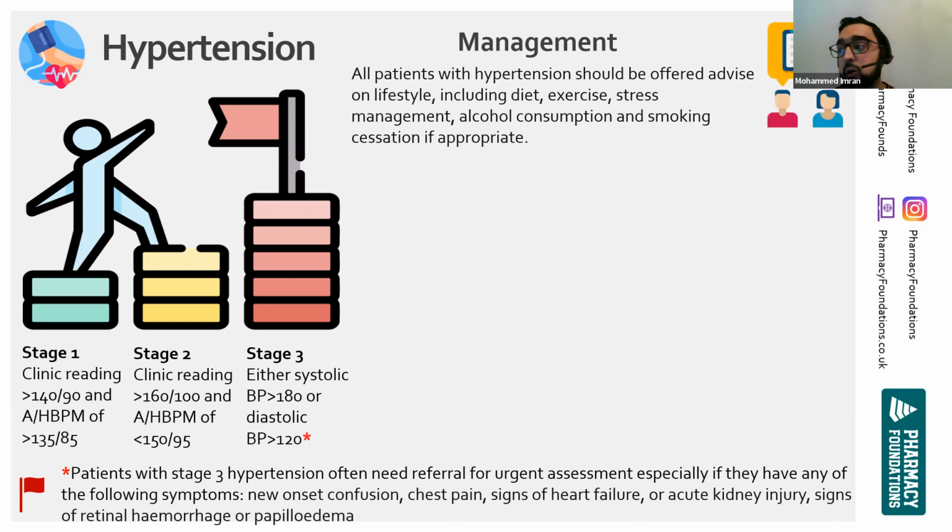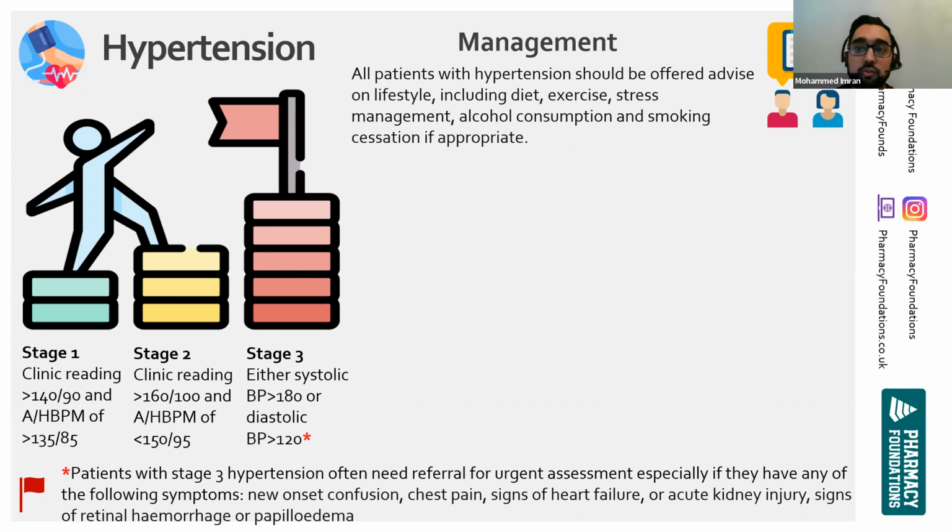the key thing is all patients with hypertension should be advised on lifestyle, which includes diet, exercise, stress management, alcohol consumption, and smoking cessation if it's appropriate. Now, in terms of diet and exercise, I'm sure you already know 5 fruit and veg. Make sure you're exercising 30 minutes or so a day for about 5 days a week or so.